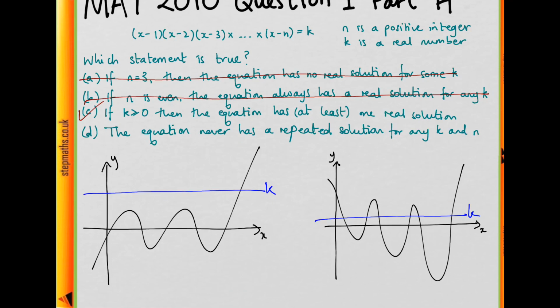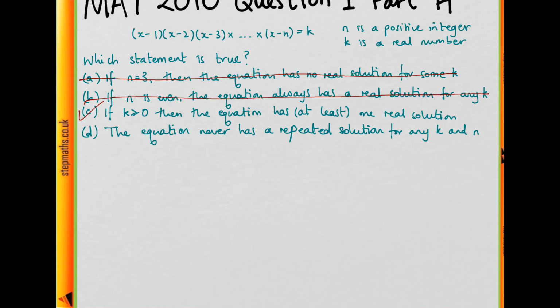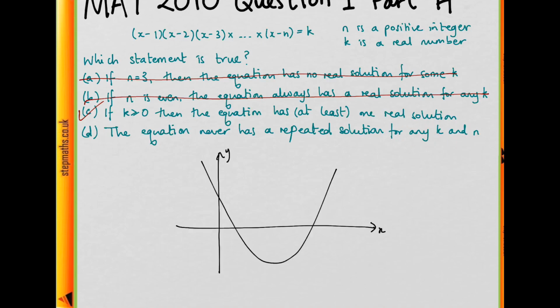And just to double check, let's work out D as well. D says the equation never has a repeated solution for any k and n. Well, if I just choose n equal to 2, my quadratic, so the left-hand side, is just going to be x minus 1, x minus 2, so it'll look like this. And if I chose k so that it touches this minimum point here, this point is going to be a repeated solution, and so we see that D is false too. So our answer is indeed C.